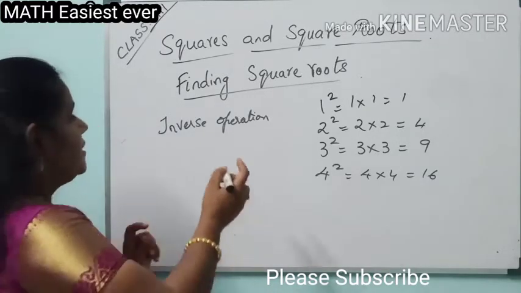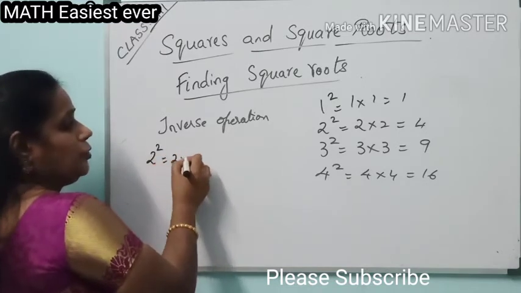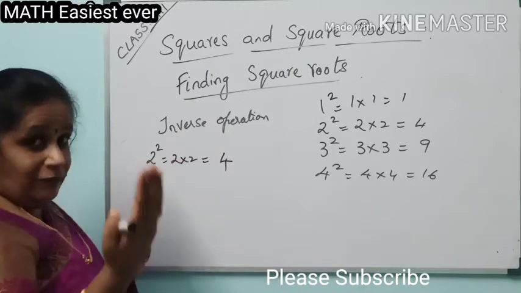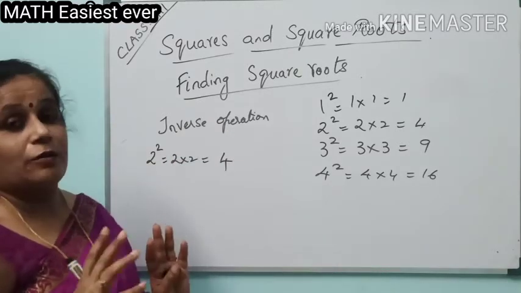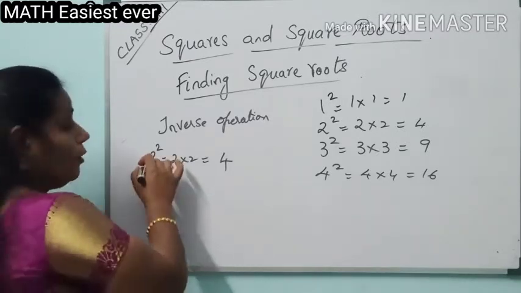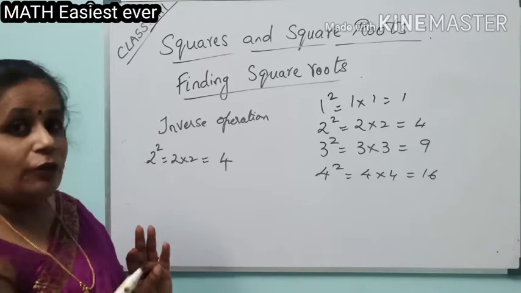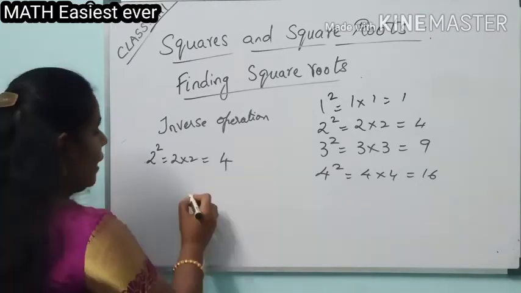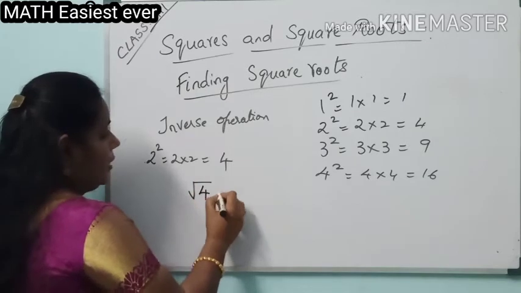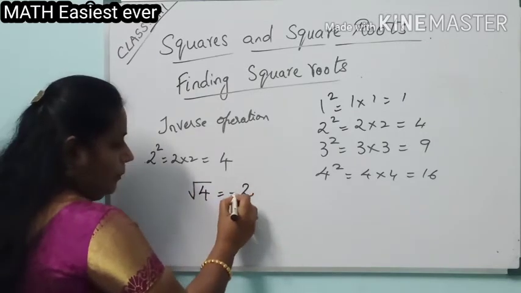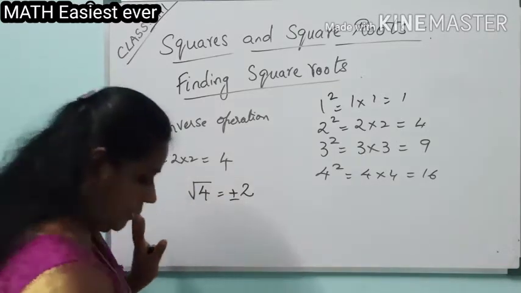What does it mean? See, we'll take 2 square. 2 square is 2 into 2, it's 4. The inverse of that means the square root of 4 is 2. That is called the inverse operation. 2 square is 4, and square root of 4 is 2. You have the symbol for square root like this. Square root of 4 is equal to 2. Actually, you have plus or minus 2, but we'll take the square root of 4 as positive 2 here.